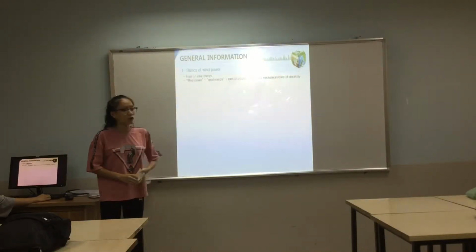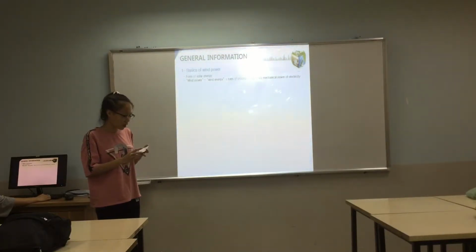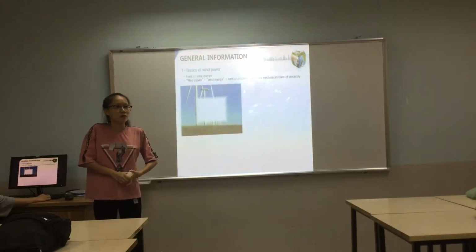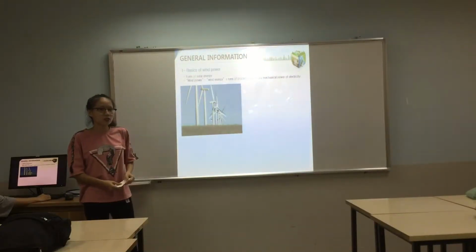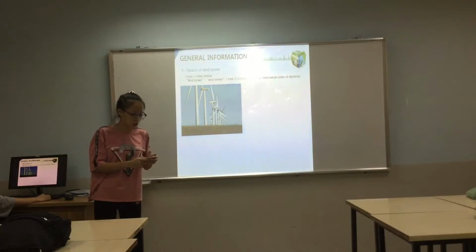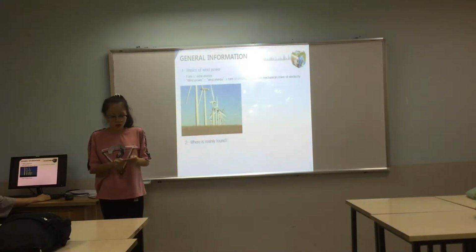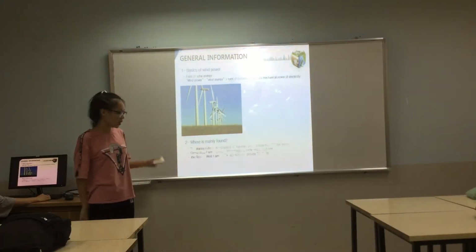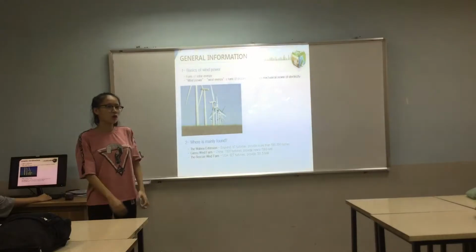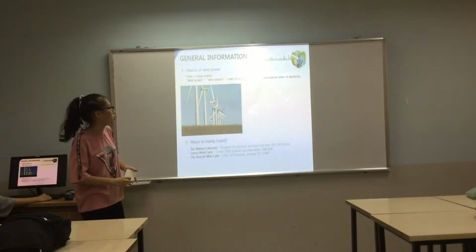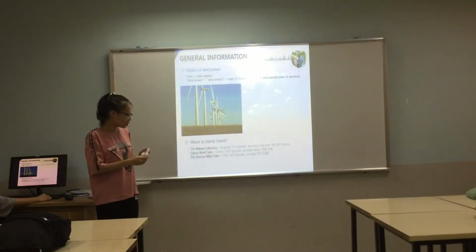Wind is a form of solar energy. Why can I say that? Because winds are caused by uneven heating of the atmosphere by the sun, the irregularities of the Earth's surface, and the rotation of the Earth. The wind flow patterns are modified by the Earth's terrain, bodies of water, and vegetative cover. These wind flows can be used for many purposes.